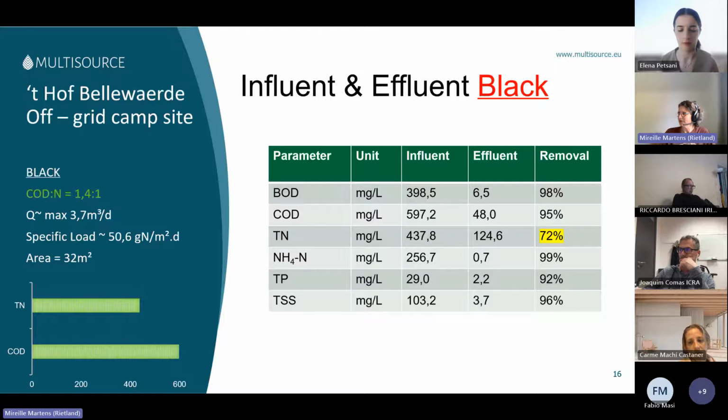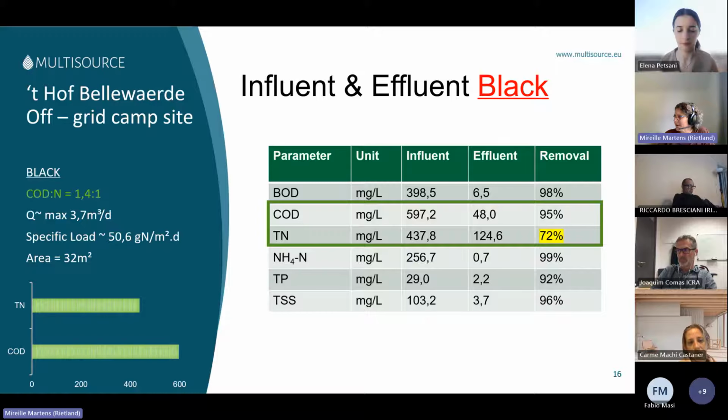If you look at the black water, the influent and effluent, and we look at the table again, then you can see that the removal of COD is much better, it is 95% compared to the 83 of gray water, and the total nitrogen is 72%. And this is actually a surprise, because if we look at the COD N ratio, which is 1.4, you would assume that it would be worse. Definitely, if you take into account that the specific load at this location is more than 50 grams. Well, that's the maximum of nitrogen per square meter per day.